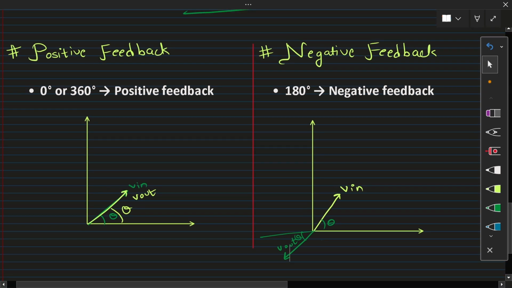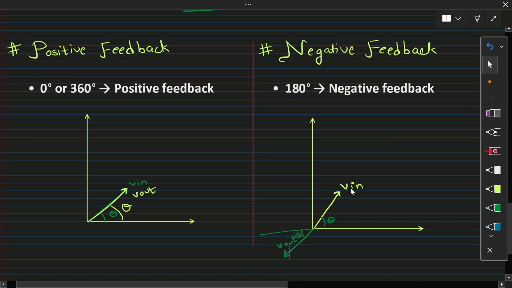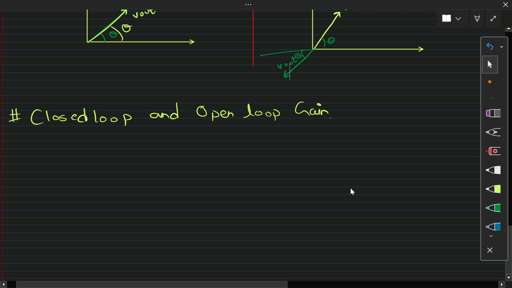As you can see, if the feedback is positive, then the V output gets added to the V input, and if the feedback is negative, then the V output gets subtracted from the V input. So that was positive feedback and negative feedback.